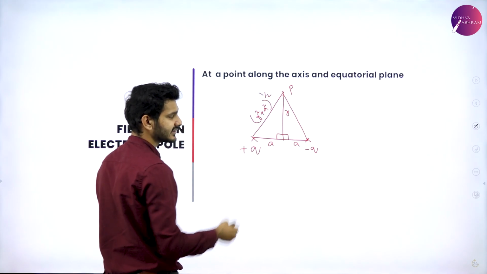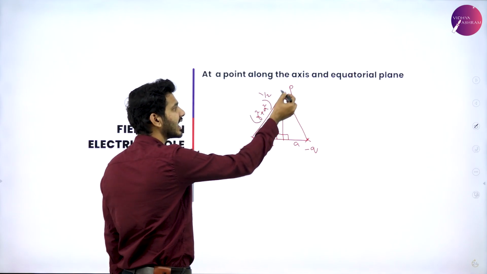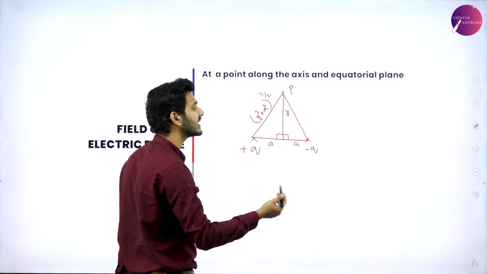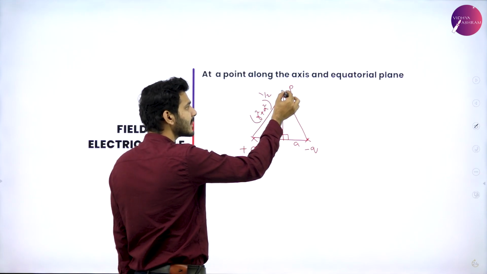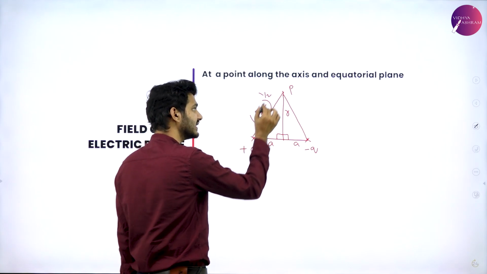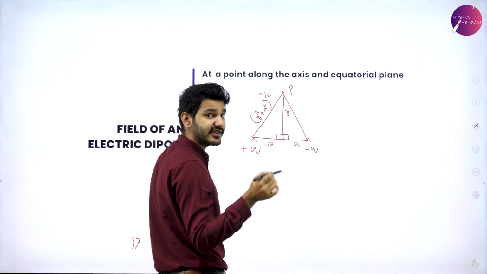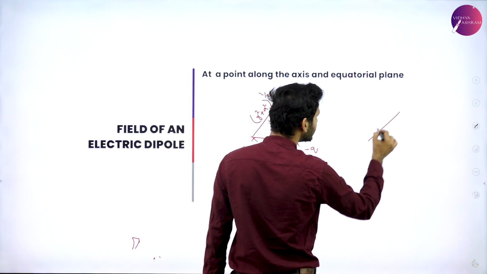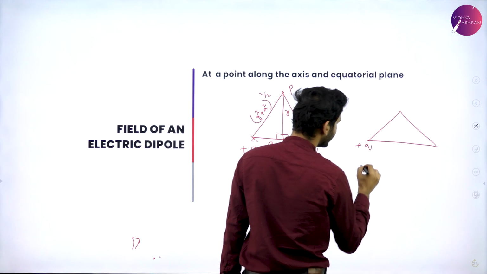So we found out this distance, and we need it because this is the line along which the electric field lines will be passing through. So we are going to find out the electric field at point P. In order to find that out, we need this distance, and we know that the electric field lines will be passing through that point. Let's say this is the dipole.